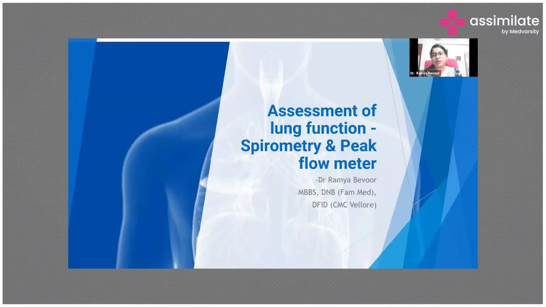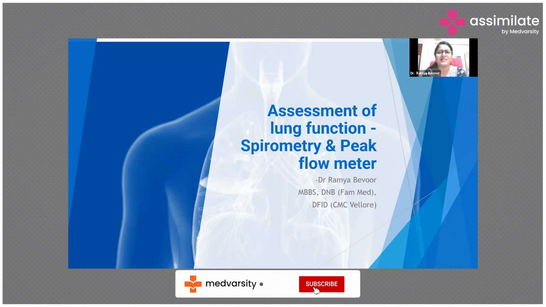Today we will be talking about the assessment of lung function, and especially we will concentrate a little bit on spirometry and peak flow meter, because those are the most commonly used pulmonary function tests and something that we can all use in our regular practice as well.